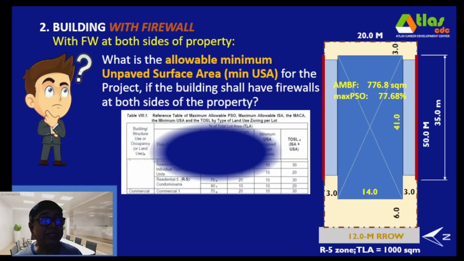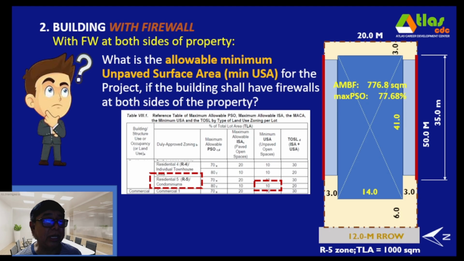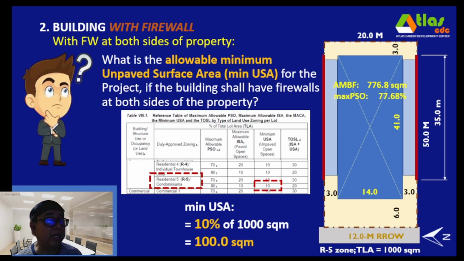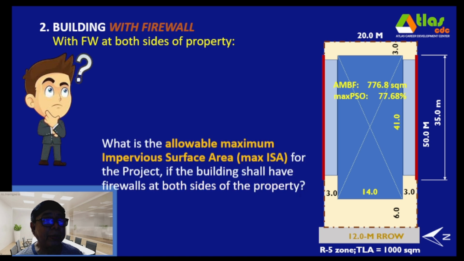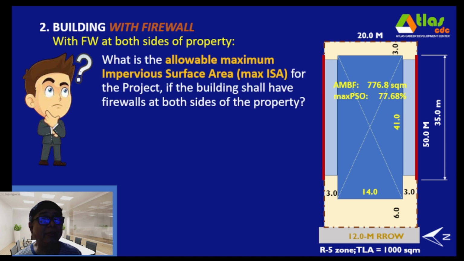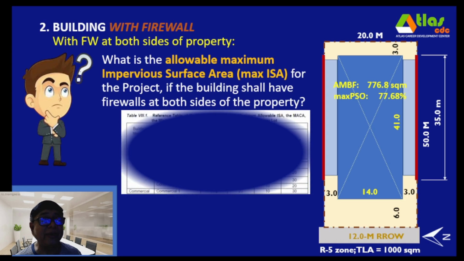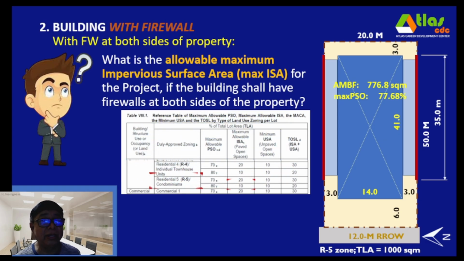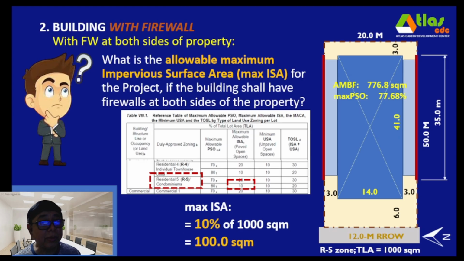Our reference here is only table 8.1. So the value here with firewall minimum USA for R5 is 10% of the TLA, will give you 100 square meters. And then computing for the allowable maximum impervious surface area or maximum ISA for the project if the building shall have firewalls at both sides of the property. Again, our reference here is table 8.1. It says here, maximum allowable ISA is 10% of the TLA, which is also 100 square meters.